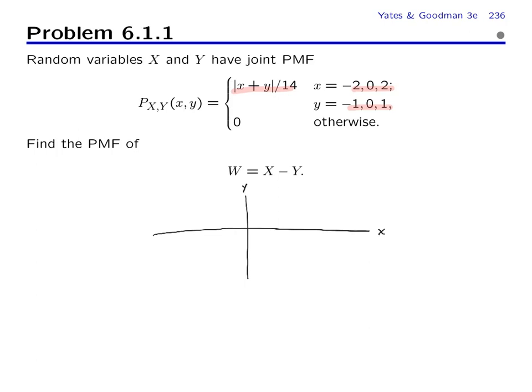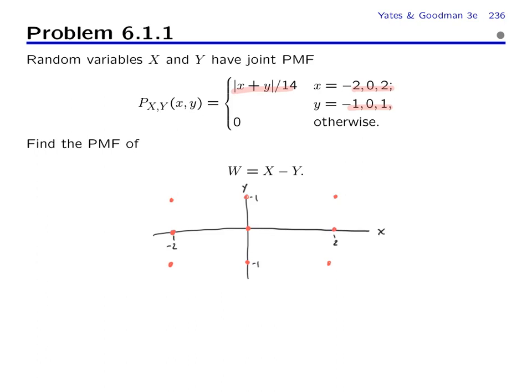So in fact, the x's are -2, 0, and 2, and the values of y are -1, 0, and 1. And so we get these 9 points where this corner point, for instance, this boundary is 2, this is -2, and this is 1, and this is -1. The next step is to label these points with their probabilities.